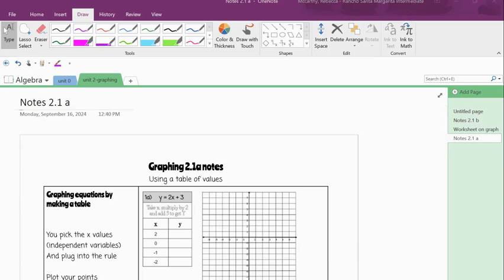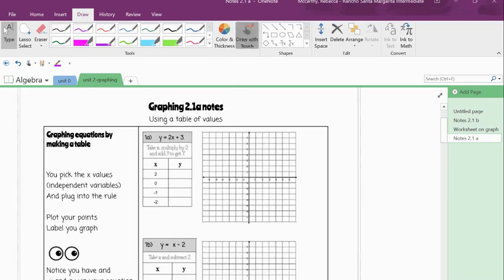New unit. It's on graphing. So what I'd like for you to do is open to this page. It's in your packet. So we're going to be graphing using a table of values.